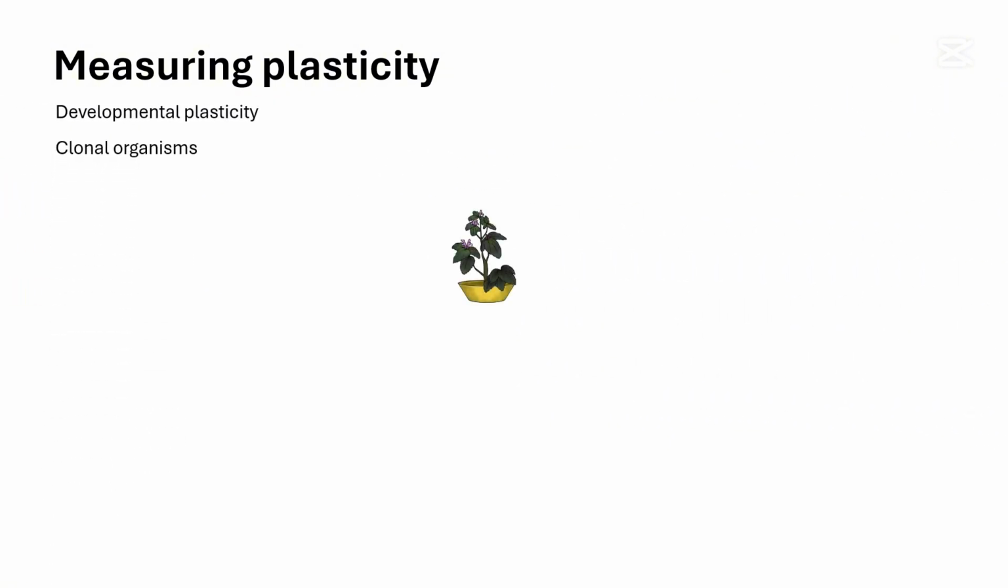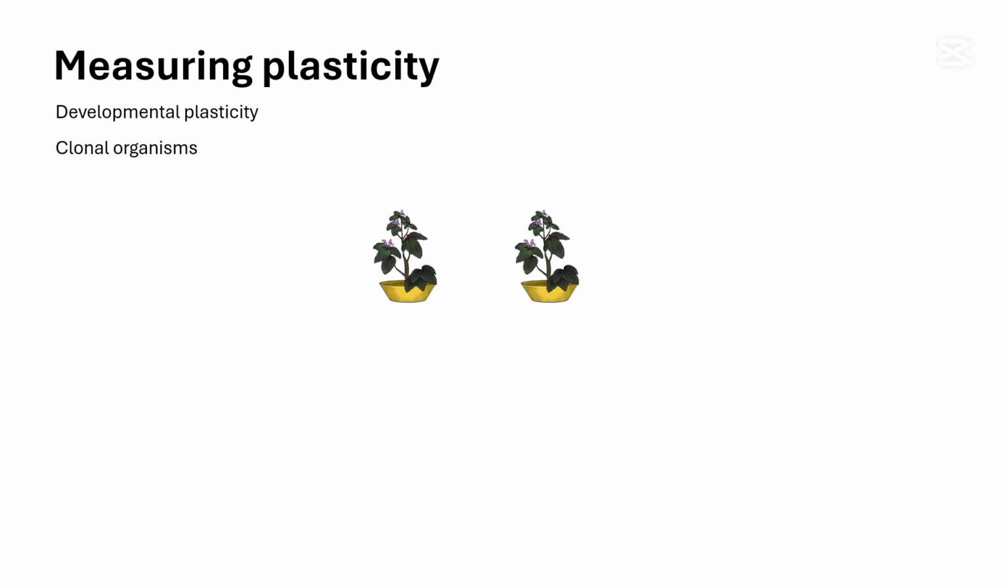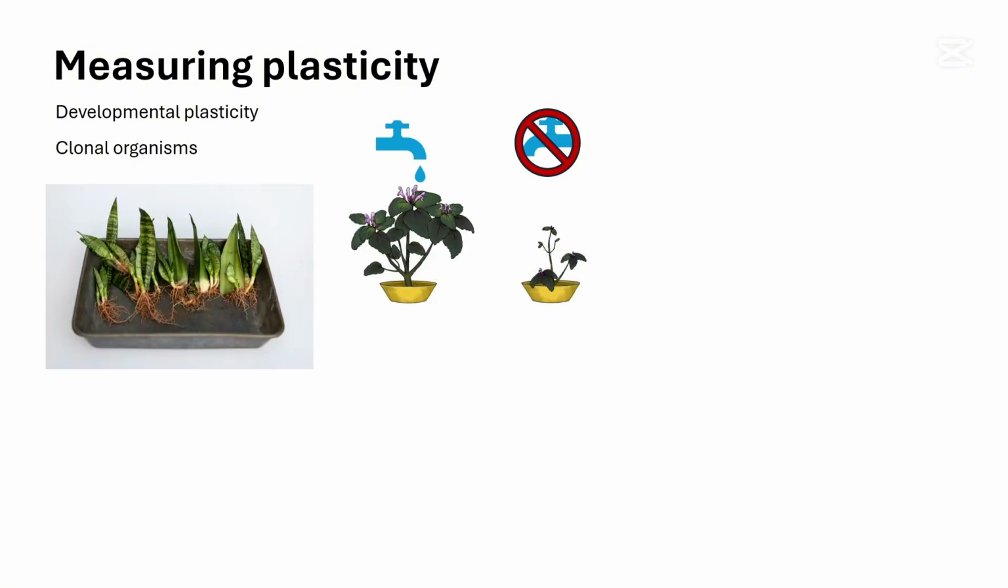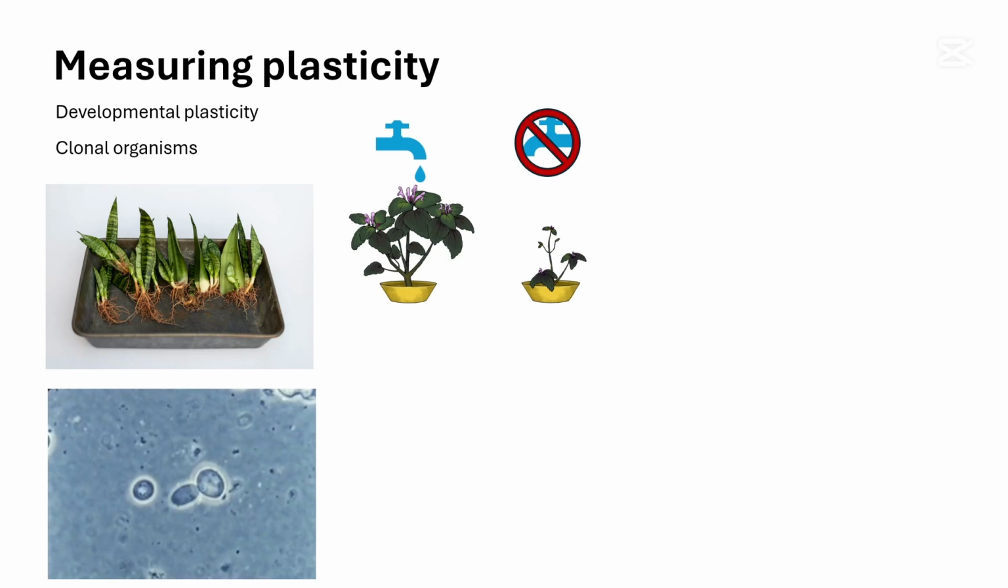Developmental plasticity cannot be measured on the same individual because the expressed phenotype is not reversible. However, in organisms capable of clonal reproduction, it is possible to produce multiple clones of the same genotype and expose them to different environments. This is easily achievable in many plants, bacteria, and protists with asexual reproduction, such as the yeast that can reproduce through budding.